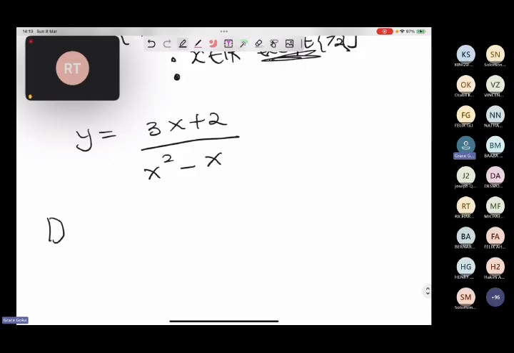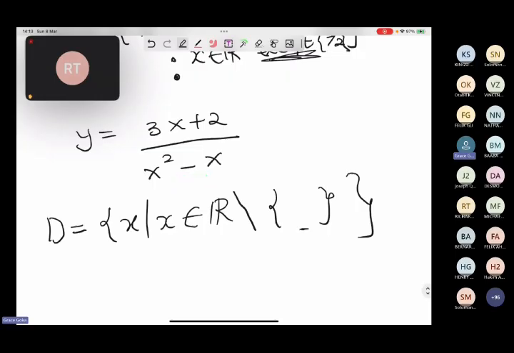So the domain will be D is equal to {x such that x must be in the set of all real numbers} backslash, I open curly bracket. Within this curly bracket is where I'm going to put the numbers that make the denominator become 0. Then you close the curly bracket. That corresponds with this curly bracket here. All right, so we go to the denominator, look for the numbers that make the denominator become 0. Sometimes it's easier to guess, sometimes it's not.